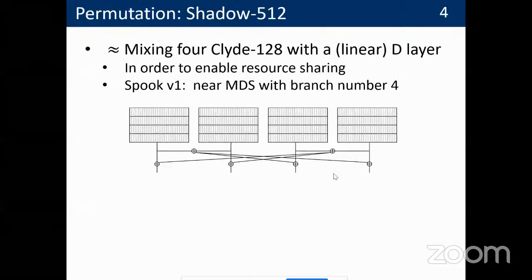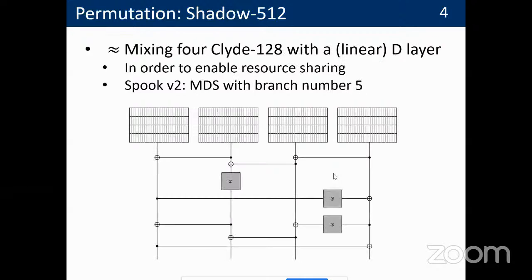And for the permutation, the idea was that we want to limit the overhead due to primitives. So we try to combine them as much as possible, and we essentially mix 4 Clyde ciphers with another linear layer, which is D. For Spook version 1, it was a near MDS matrix with a branch number of 4. For Spook version 2, it's an MDS matrix with branch number 5, and we discuss why this happens in the paper.